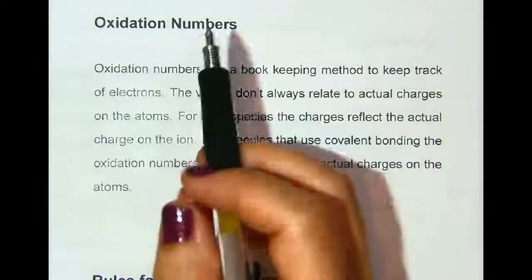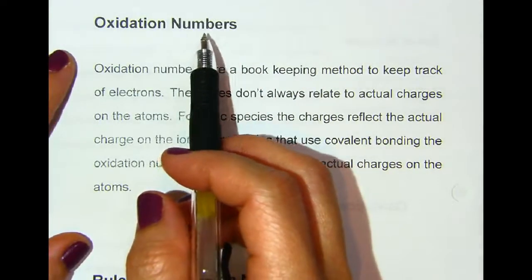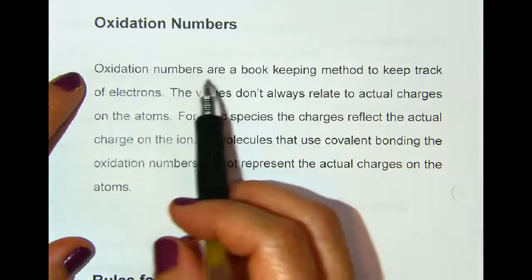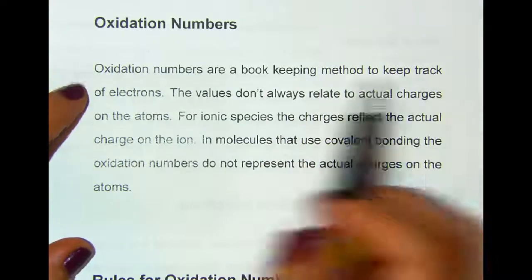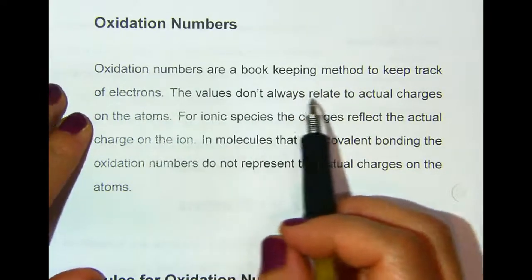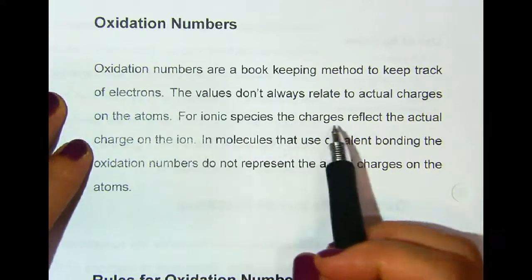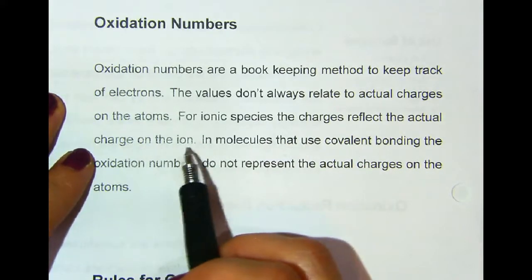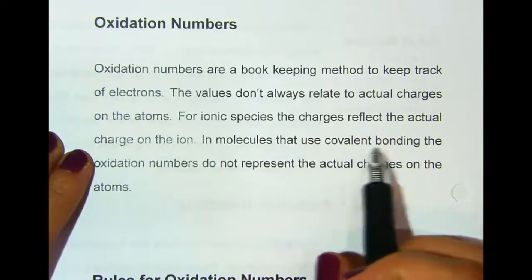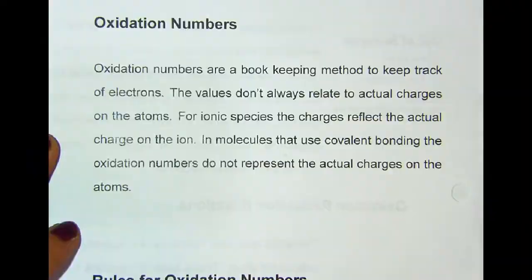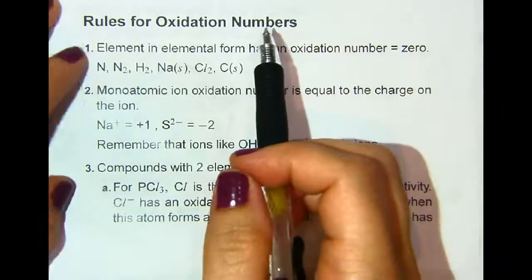So we have to be able to assign oxidation numbers in order to know who's losing electrons and who's gaining. So oxidation numbers are a bookkeeping method to keep track of electrons. The values don't always relate to actual charges on the atoms. For ionic species, the charges reflect the actual charge on the ion. In molecules that use covalent bonding, the oxidation numbers do not represent actual charges on the atom. So here are the rules for assigning oxidation numbers.